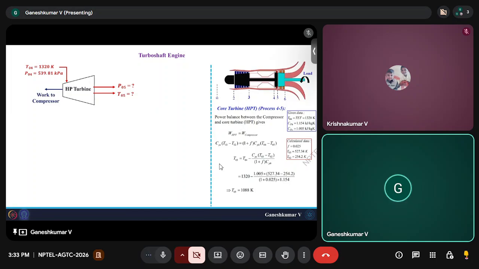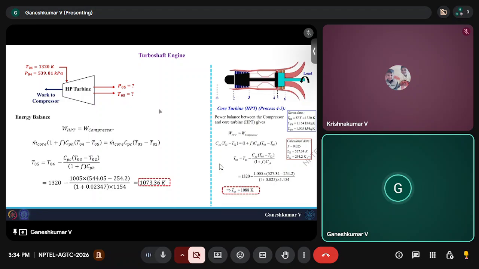So let's do the calculation. We have energy balance: work done by the HP compressor is equal to work done by HP turbine. Here the HP turbine has m dot core into (1 plus F), Cp_H, T04 minus T05, which is equal to m dot core into Cp_C, T03 minus T02. And if you rearrange them, you will end up having the temperature around 1073.36 Kelvin, which is lesser than 1088 Kelvin, roughly 15 Kelvin lower.